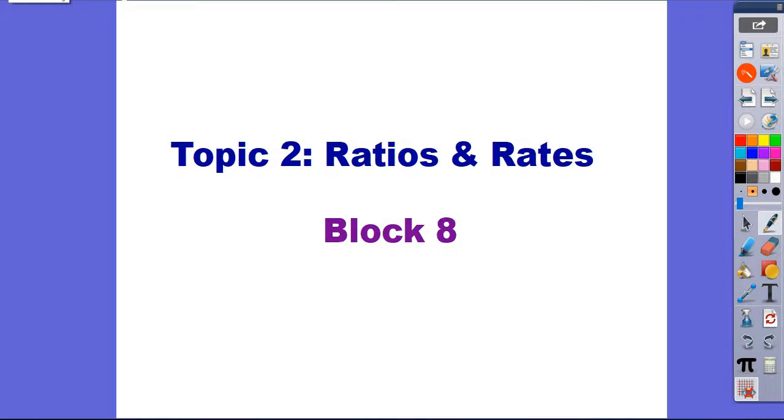This is block 8 from topic 2. Block 8 is reviewing concepts for your test tomorrow. We need to be on page 60, looking at problem number 5.